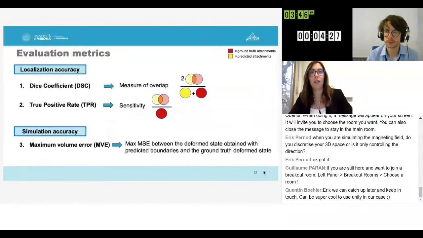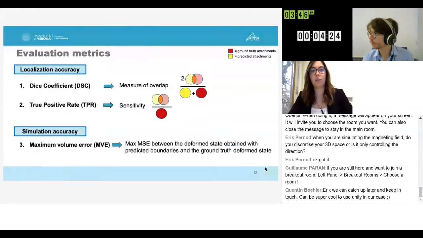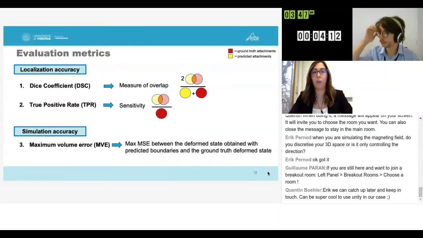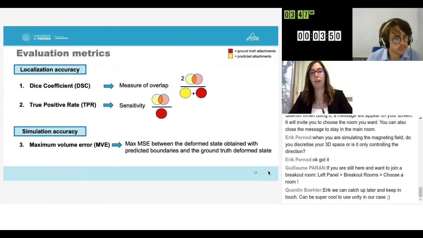evaluated its performance in two main fields. So first, we wanted to evaluate the localization accuracy, and we did it by calculating the dice coefficient and the true positive rate. And then as a second metric, we wanted to compute if we could improve also the simulation accuracy. So we computed the maximum volume error. This error is basically obtained by running a forward simulation using as attachment points the boundaries which were predicted by the network and computing the mean square error between the deformed configuration obtained in this case with the ground truth deformed state.